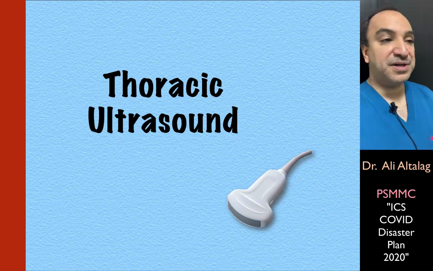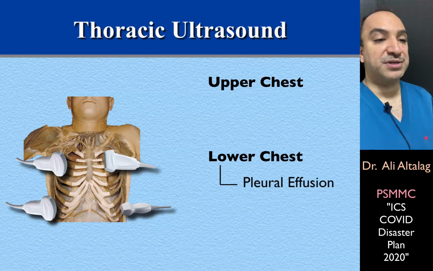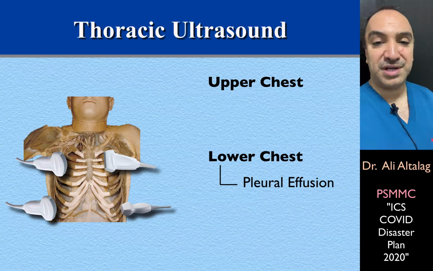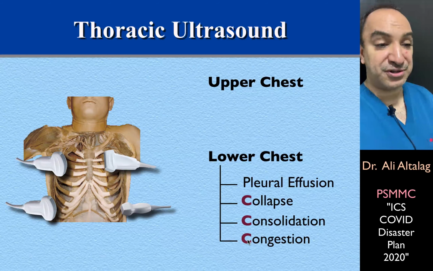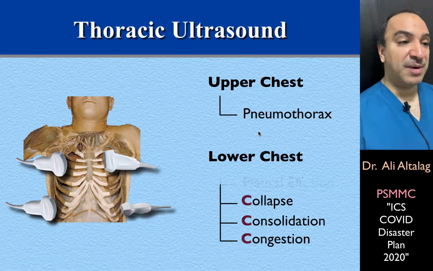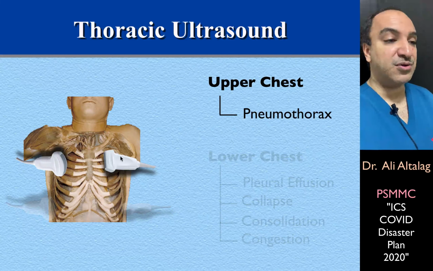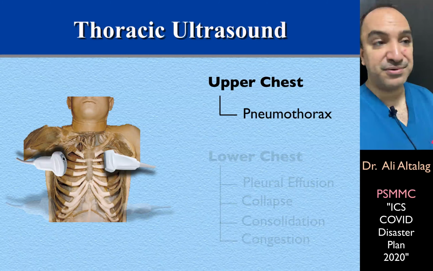Now, moving further to thoracic ultrasound examination, and in thoracic ultrasound we have upper chest ultrasound and lower chest ultrasound. Lower chest ultrasound we look for pleural effusion, collapse, consolidation and congestion, and for upper chest ultrasound we look for pneumothorax mainly. Now, for upper chest ultrasound we can use either the linear transducer or the curvilinear array transducer.